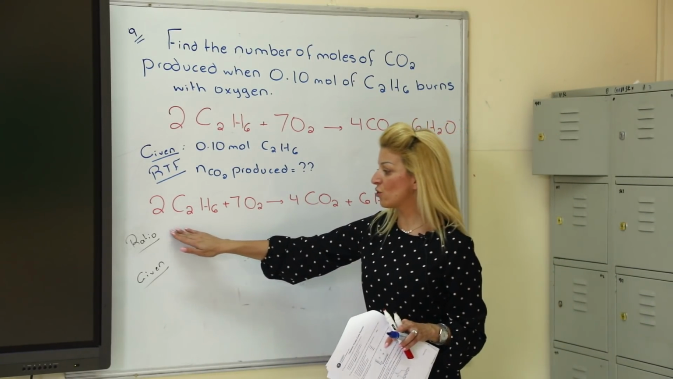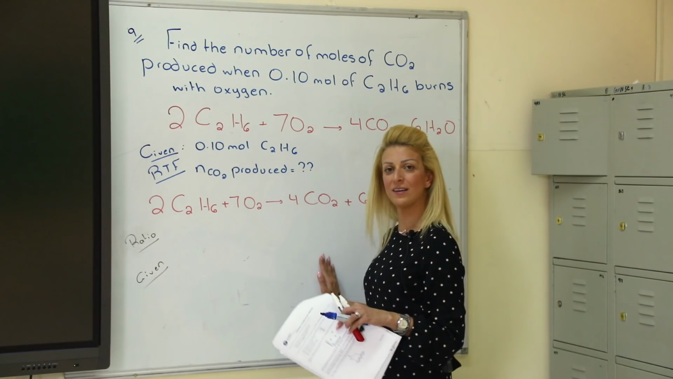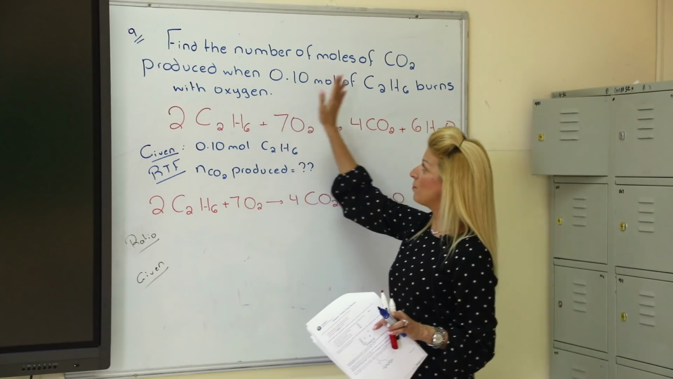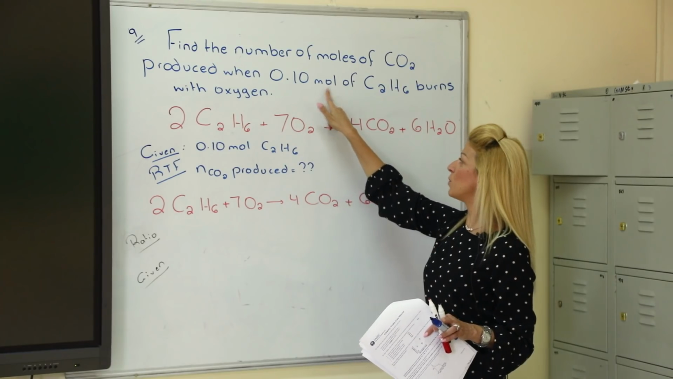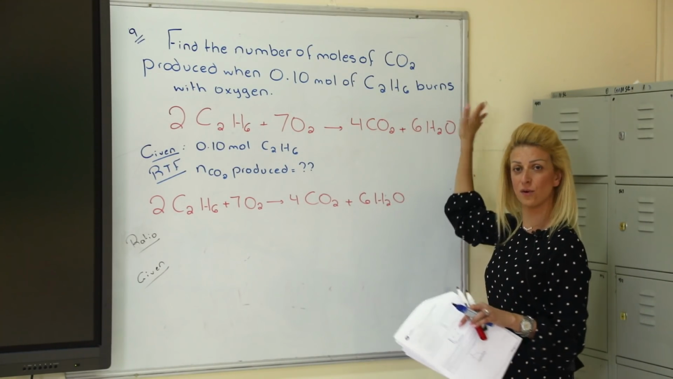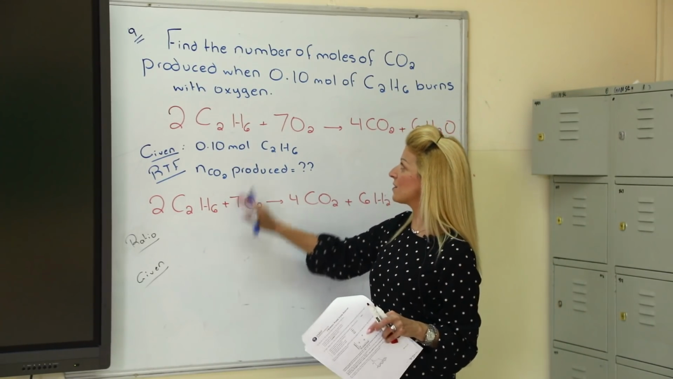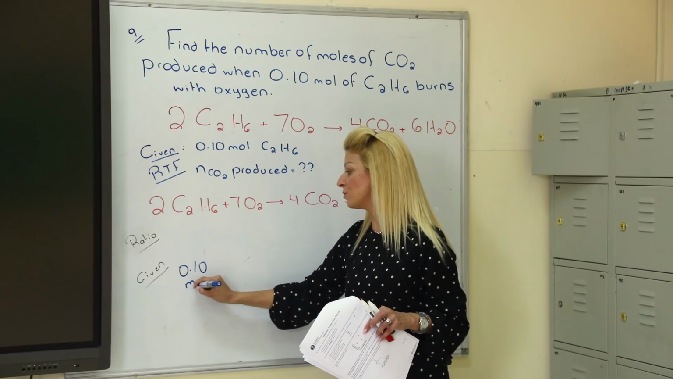We rewrite the equation below. We write the ratio in the most convenient form and the given from our balanced equation. The given is from the original question, which says 0.10 moles of C2H6 is going to burn in oxygen. So under C2H6, I write its given, which is 0.10 moles.